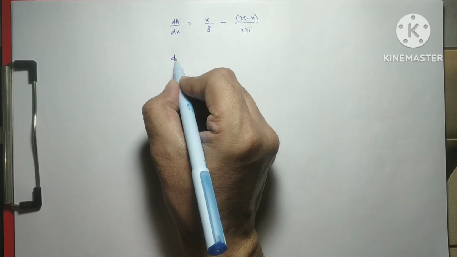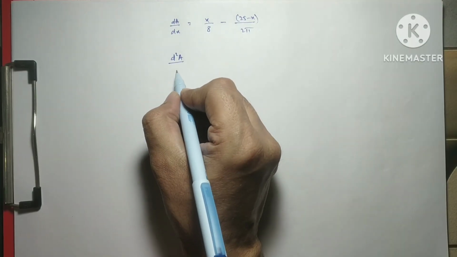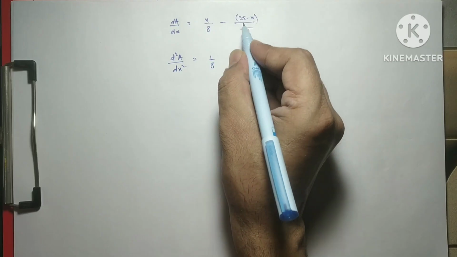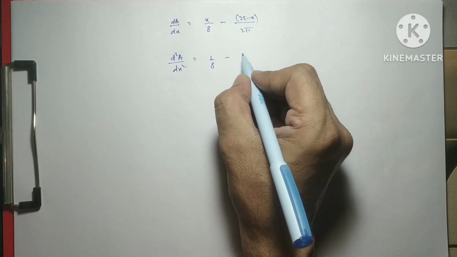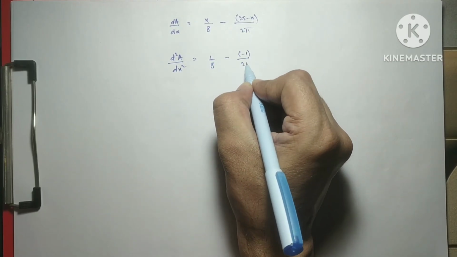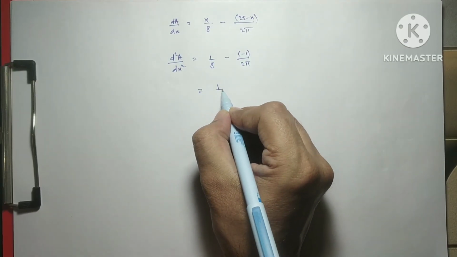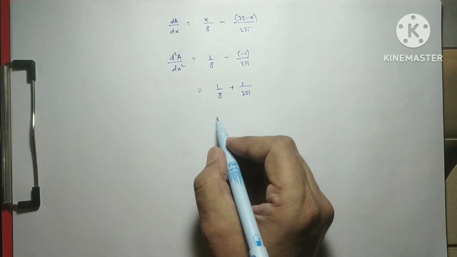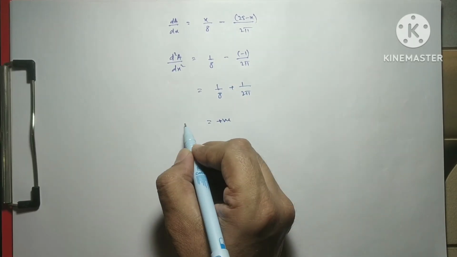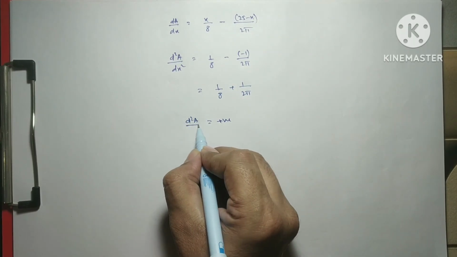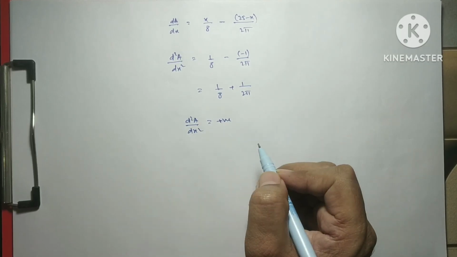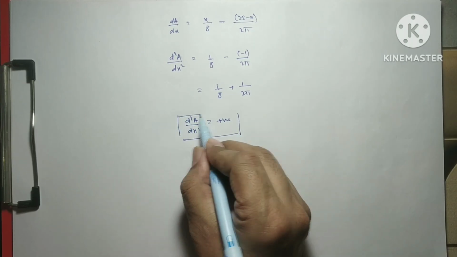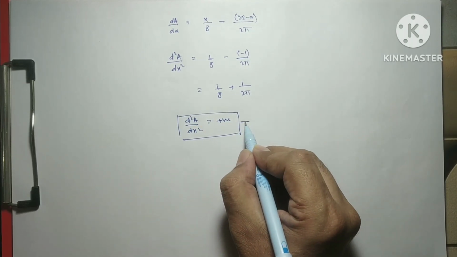So on taking one more differentiation, we get 1 over 8, and this is minus 1 over 2 pi. So this becomes 1 over 8 plus 1 over 2 pi. So it is a positive term. So the second derivative of the area expression is positive, or greater than 0. So it shows the combined area of these two figures is least, minima.